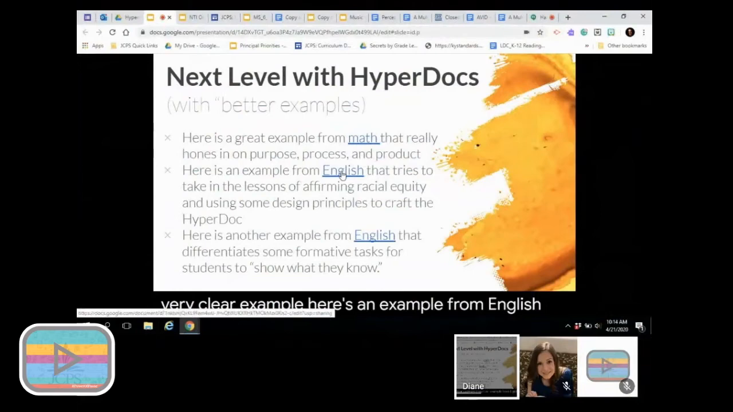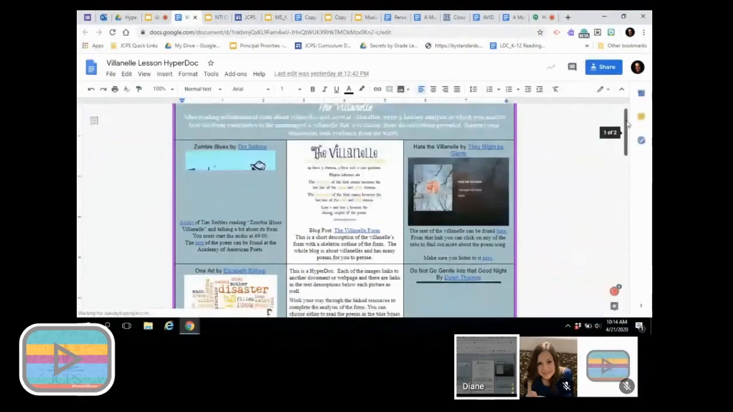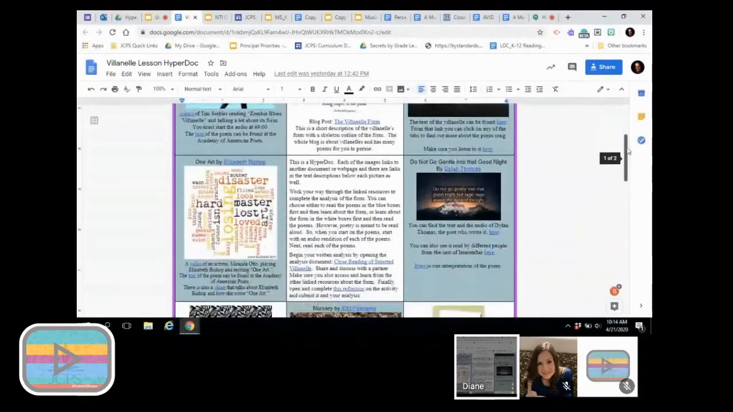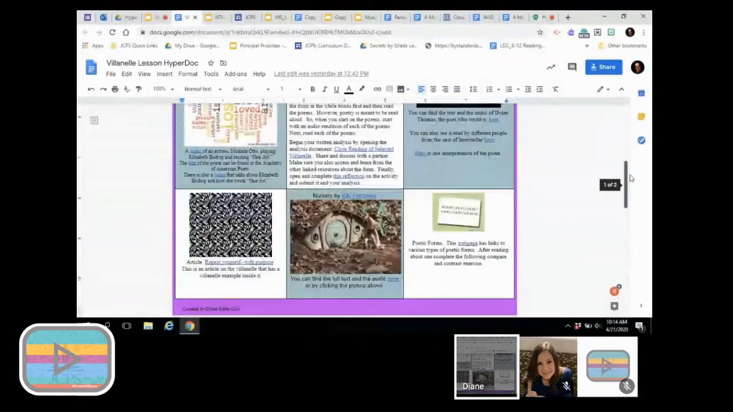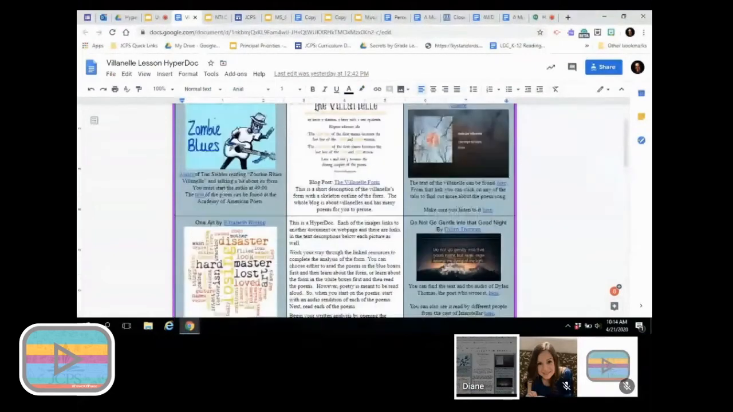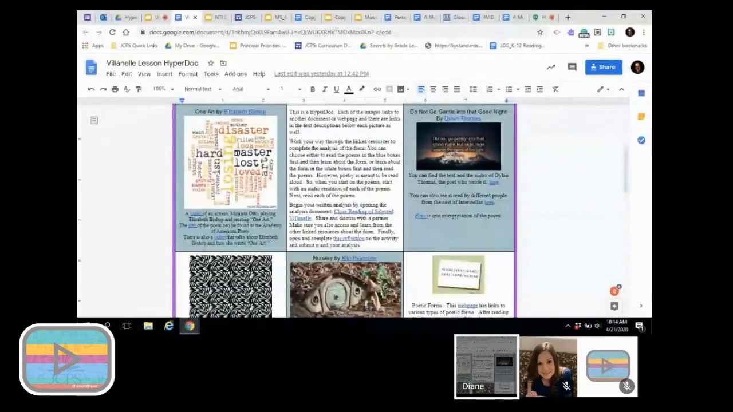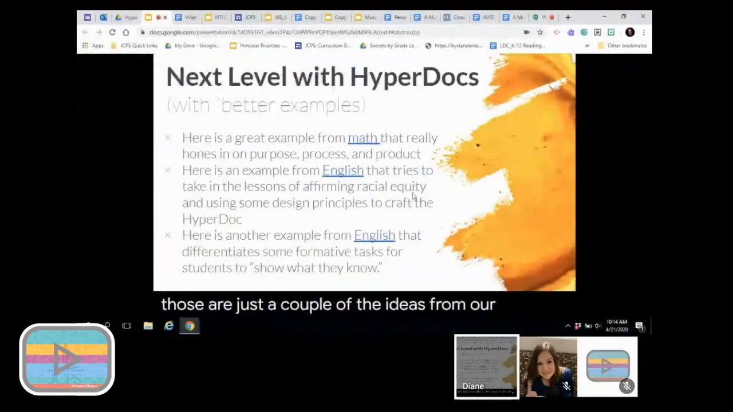Here's an example from English that tries to take in some of the lessons of affirming racial equity. So we are looking at poems from a variety of sources and groups, and not just things from the past, but things from the contemporary. There is support in each and every resource, where you have an audio as well as a text. It also allows students to personalize, so they can take one pathway going through the blue boxes first, or they can take another pathway going through the white boxes first. And those are just a couple of the ideas from our colleagues at DEP, but there are so many more that can be included to make a really solid lesson.